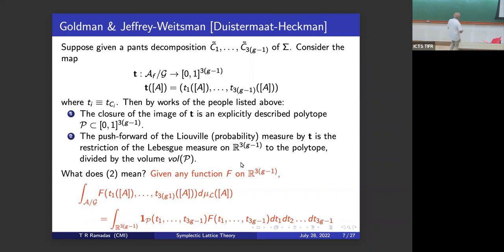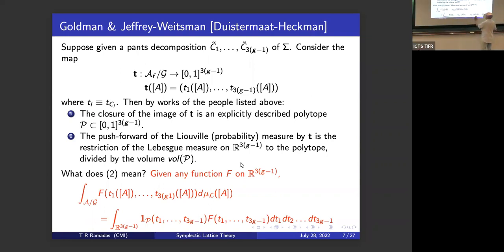Let me parse this equation just because it's so important. I take a function of the 3G minus 3 variables, restrict to the polytope, where the indicator 1_P means just restricting to the polytope, and integrate that in R^(3G-3). That is the same thing as taking the corresponding function of the flat gauge field and integrating against the Liouville volume element on the phase space.